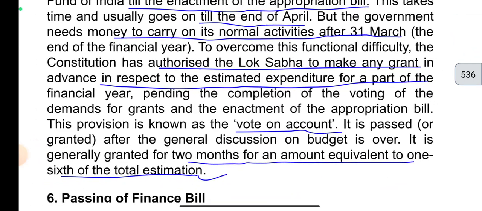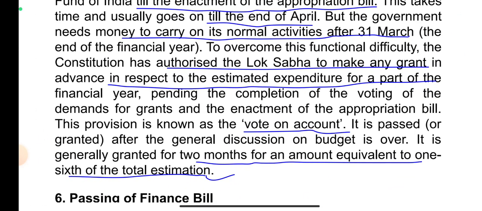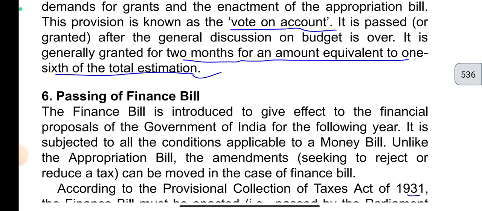To overcome this financial difficulty, the Constitution has authorized the Lok Sabha to make any grant in advance in respect to the estimated expenditure for a part of the financial year, pending the completion of the voting of the demands for grants and the enactment of the Appropriation Bill. This provision is known as the vote on account. It is passed or granted after the general discussion on the budget is over. It is generally granted for 2 months for an amount equivalent to 1/6 of the total estimation.